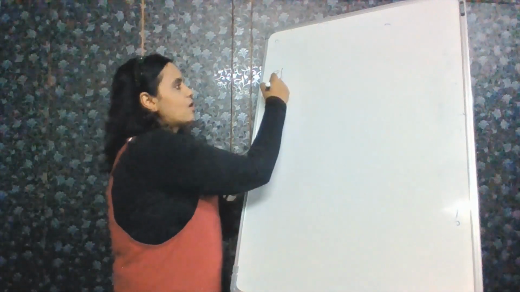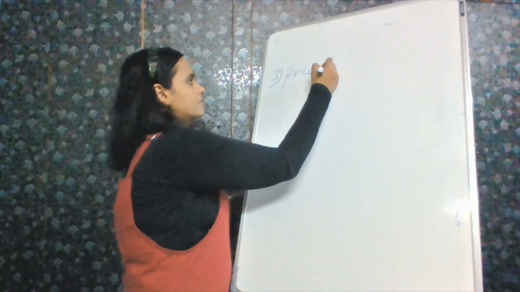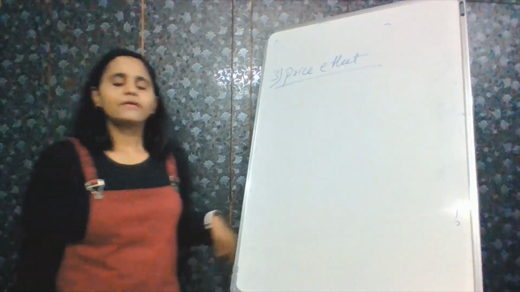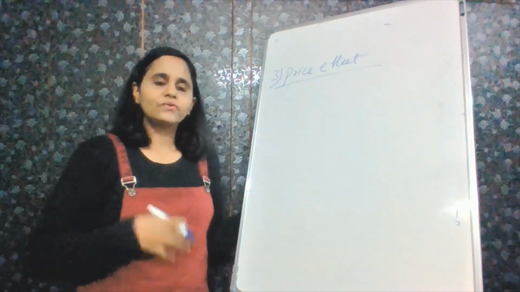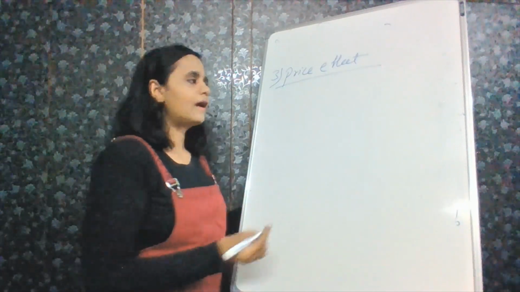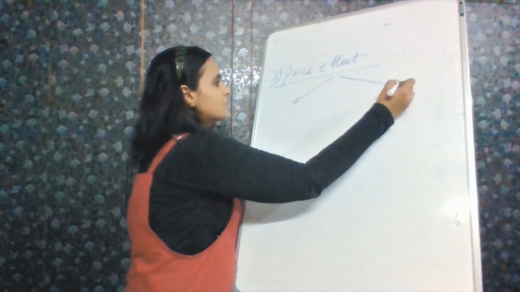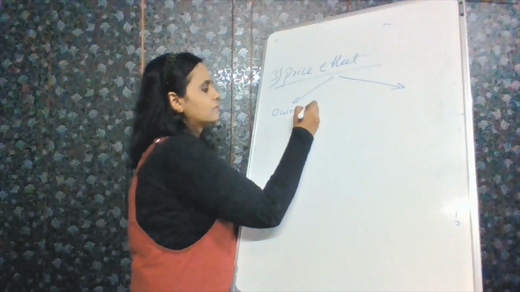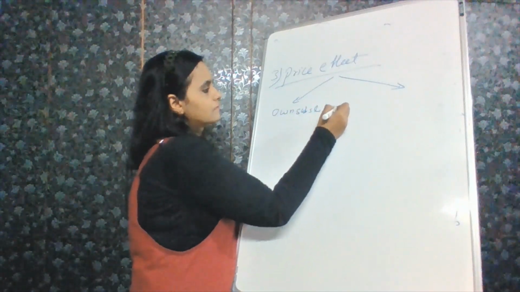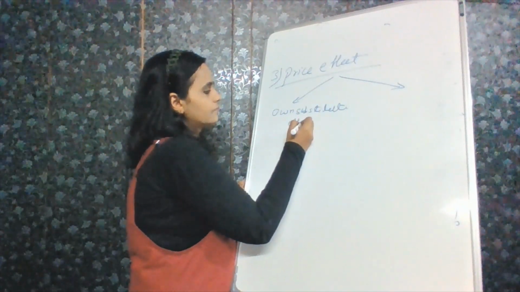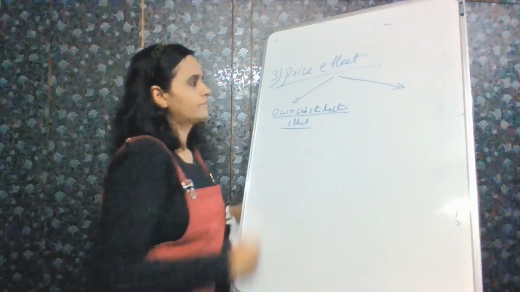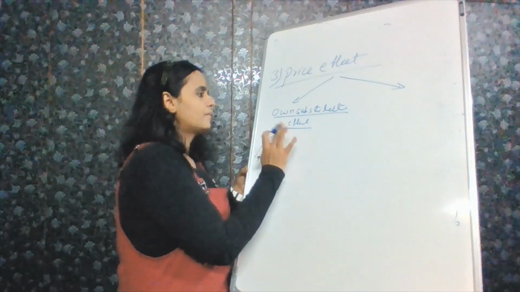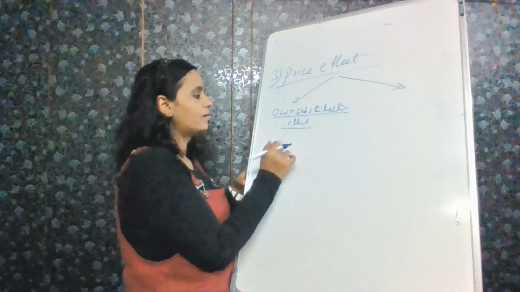Now, the third thing we saw was the price effect. When the price of a good changes, there could be two effects because of that. One, own substitution effect. This is the own substitution effect, which we had already seen.